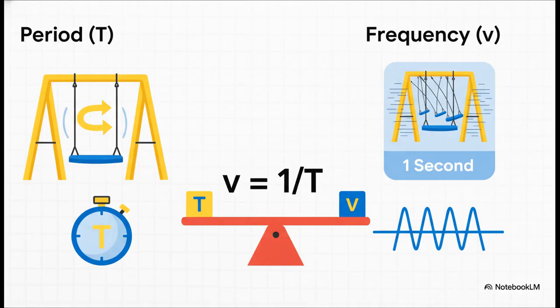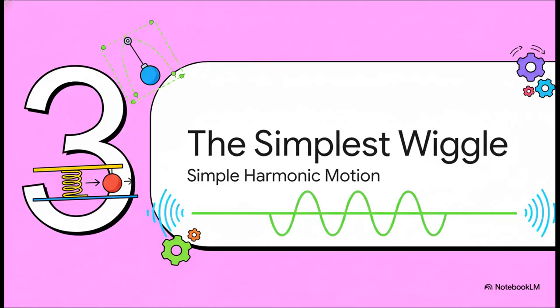We use two main ideas. First is the period, which we label with a T. That's just the time it takes to complete one full cycle. For a swing, to go all the way forward and all the way back once. Then there's frequency, labeled with nu, which is the flip side. It's how many of those full cycles happen every second. And as you can see, they're just inverses of each other. Super simple.